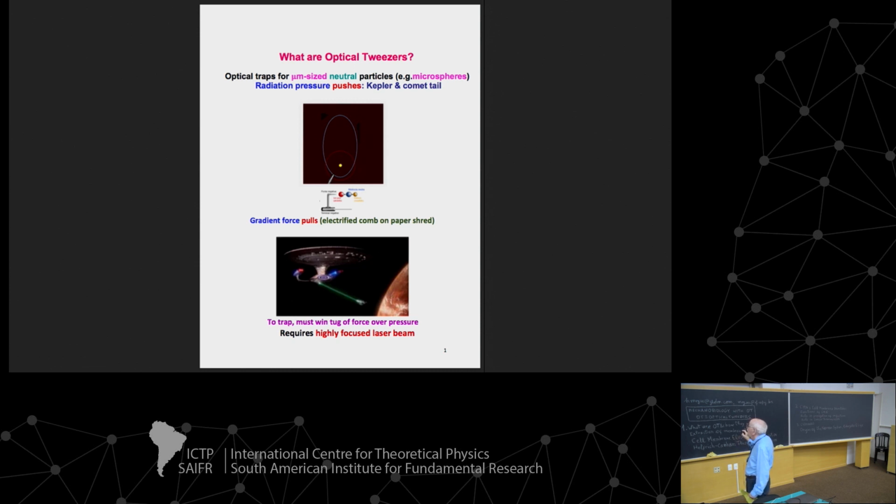Now, if you are fans of Star Trek, you know about the tractor beams. Here is the big Star Trek thing. It's using a tractor beam to attract an enemy rocket or something, okay? It's the same thing as an optical tweezer, but the optical tweezer operates at the microscopic scale. All right.